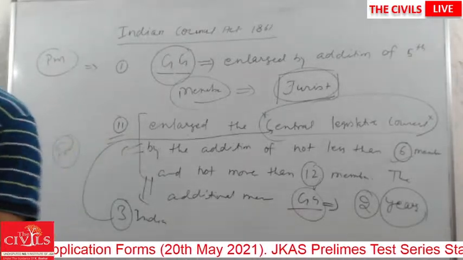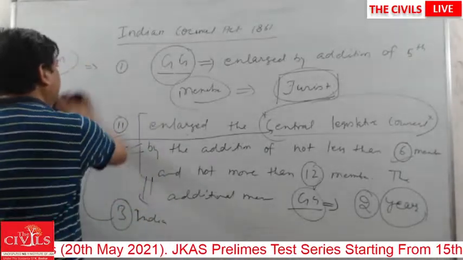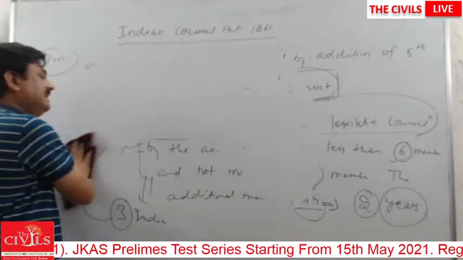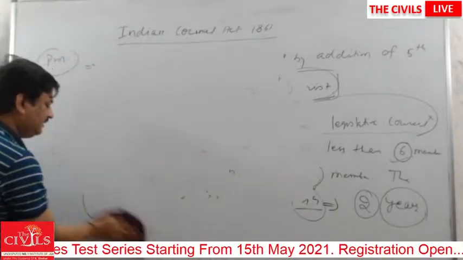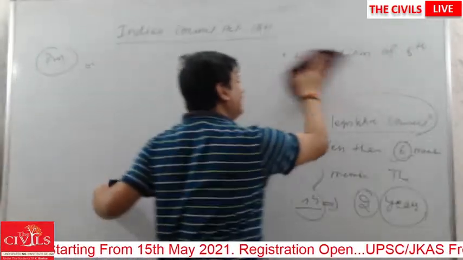Now the third was, we all know, by the Act of 1833, centralization of legislation. Centralization of legislation was the main feature of which act?